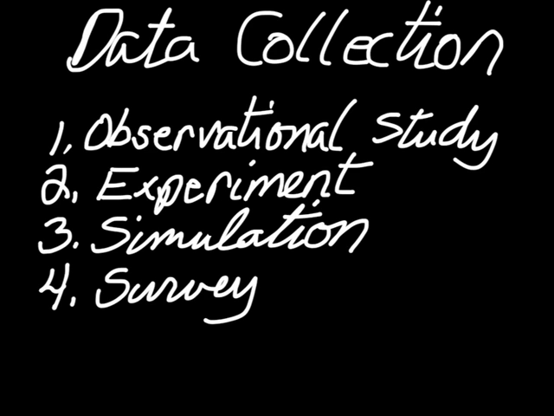So the first step in designing a statistical study requires us to do some kind of data collection. Once we decide on the variables that we're interested in, the population, and then develop some sort of plan for collecting the data, we actually collect the data. And so what we have listed here are the 4 types of plans for collecting data that you can do.